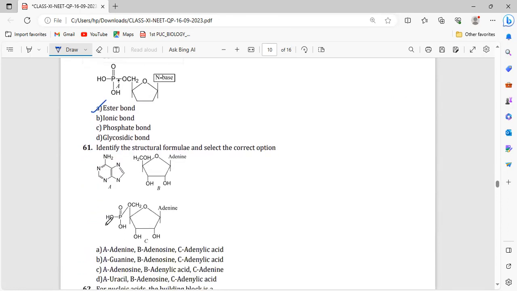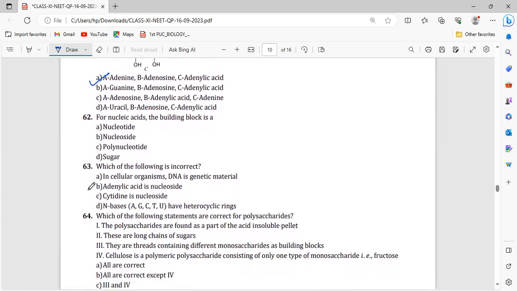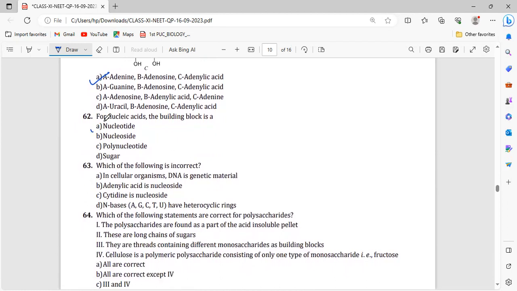61. Identify the structural formulae and select the correct option. So A is adenine. For B, a sugar molecule is added to the adenine, so it should be a nucleoside. The nucleoside of adenine is adenosine. Here there is adenine, sugar, and also a phosphate group, so it is a nucleotide. So it is adenylic acid. So the answer is option A. For nucleic acids, the building block, that means the monomers, are nucleotides.